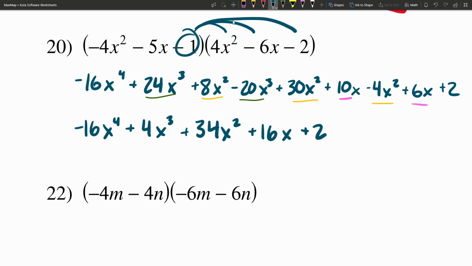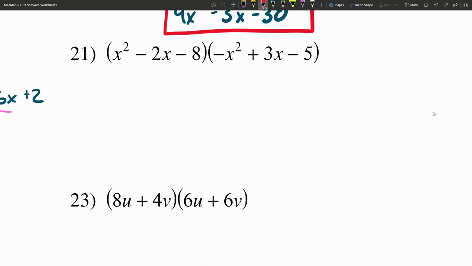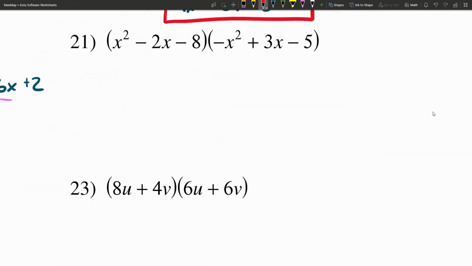So negative 16x to the fourth plus 4x cubed plus 34x squared plus 16x plus 2. That's my solution for number 20. Number 21, again, we're going to have a lot of work because we're multiplying together two trinomials. But that'll be okay. Let's just try to keep track of the signs and then combine those terms together.